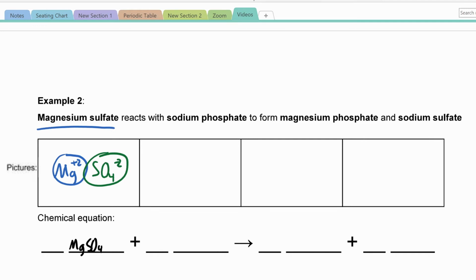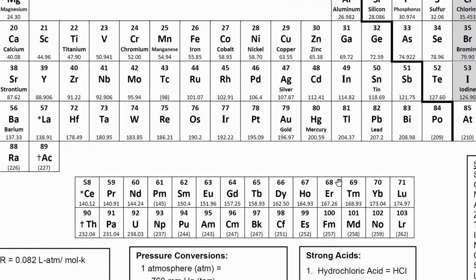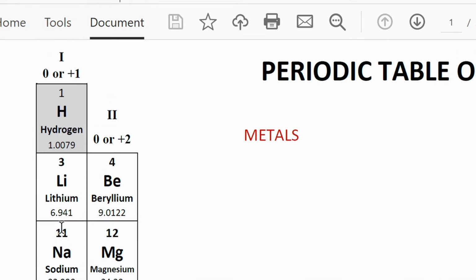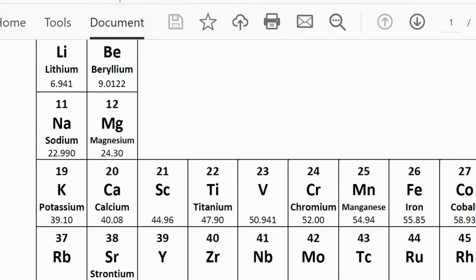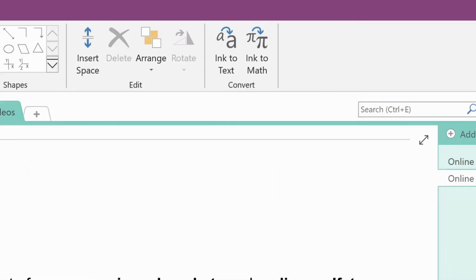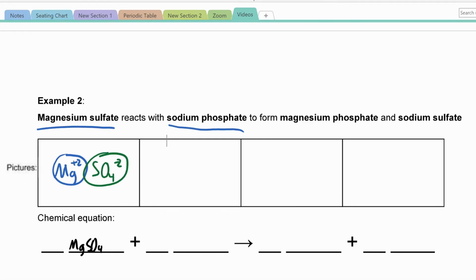Okay, next up is sodium phosphate. Sodium is right here, number 11. All elements in this column will form ions with a +1 charge. Phosphate is on the back right here. Phosphate has a -3 charge. So, let's draw a picture. Phosphate has a -3 charge. Sodium has a +1 charge. This means we're going to need 3 sodium ions for every 1 phosphate ion to make a neutral compound.